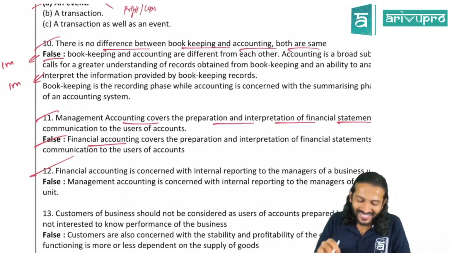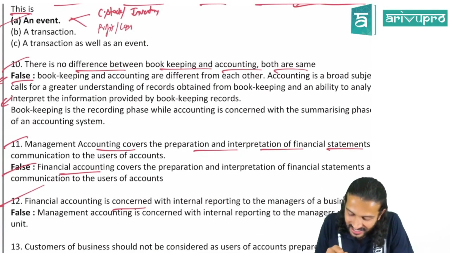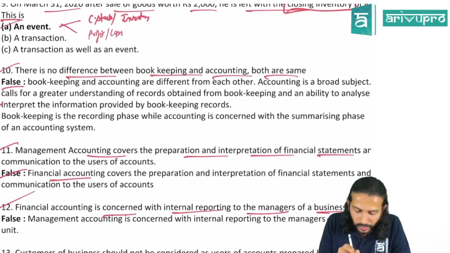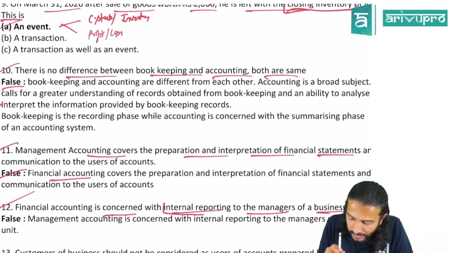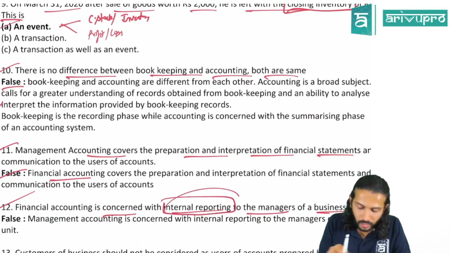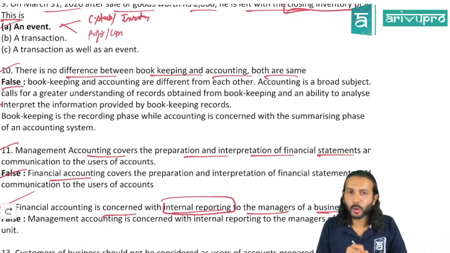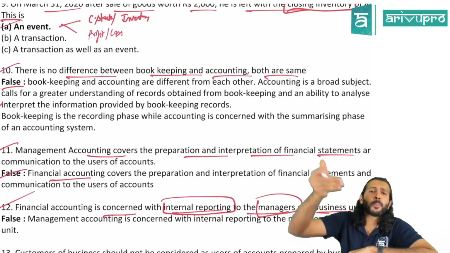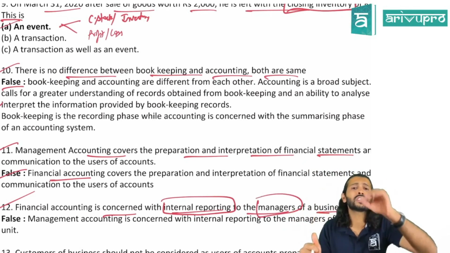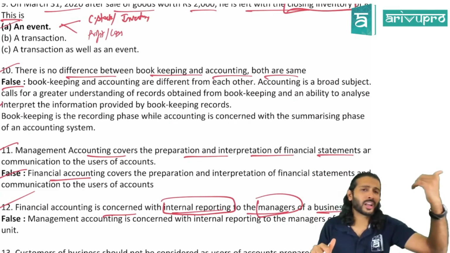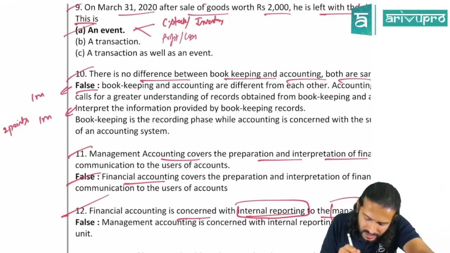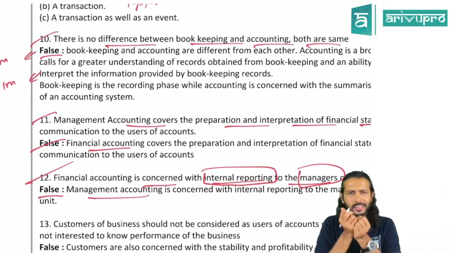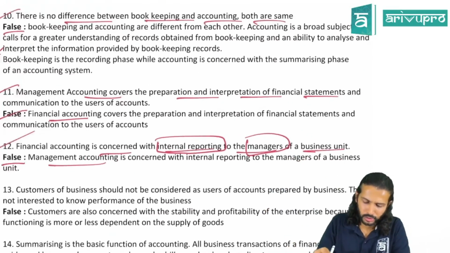Next, question 12. Financial accounting is concerned with internal reporting to the managers of the business. Does financial accounting deal with only internal reporting? No, it deals more with external reporting. Providing internal reporting to managers for decision making is the function of management accounting. Financial accounting does not deal with that. Hence, it is wrong. Management accounting gives you whatever data you require to take the decision. Hence, false it is.